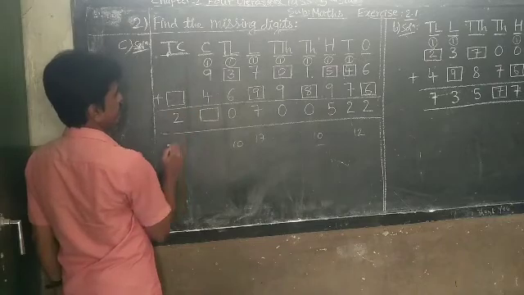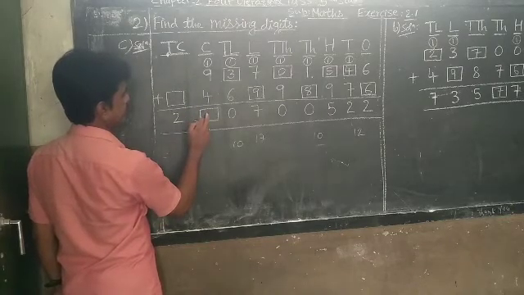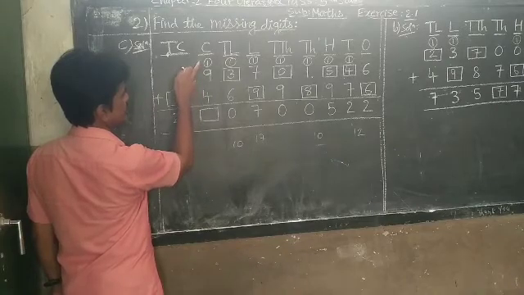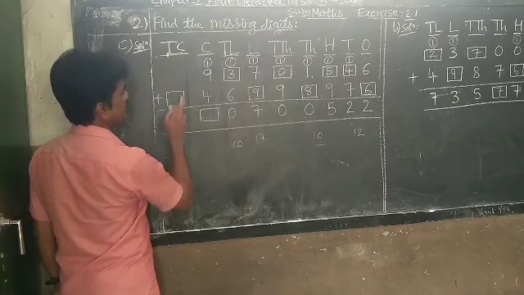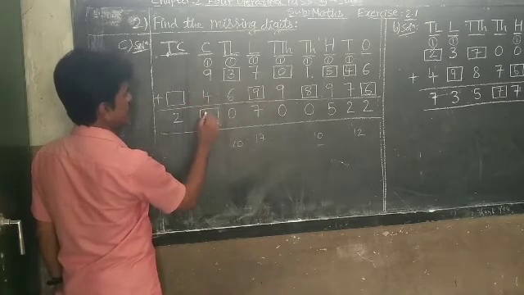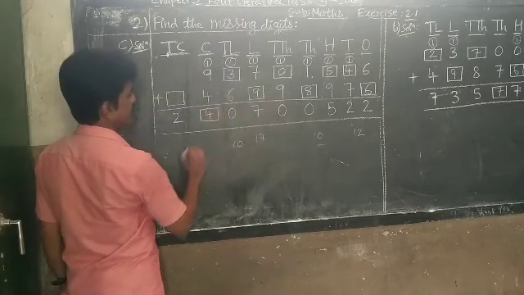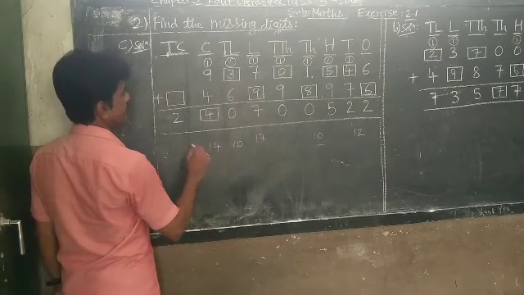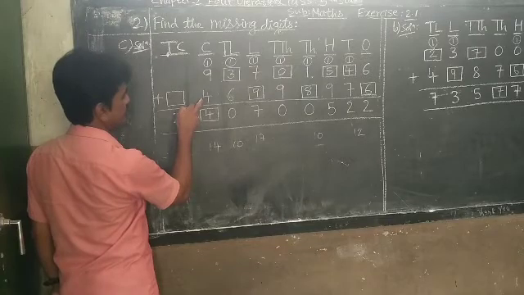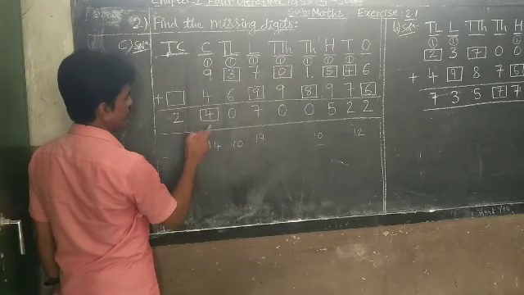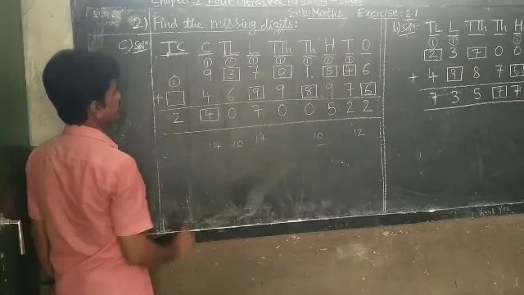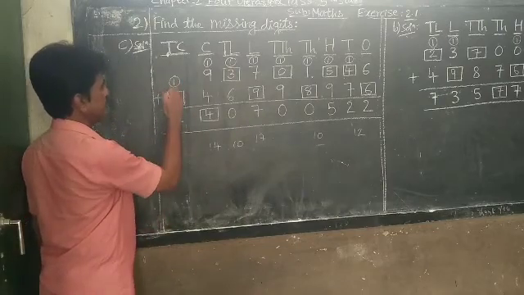When you carry 1, what number will you get here? Crore place. Which are the digits in crores place? 1, 9 and 4. You add these. 1 plus 9, 10. 10 plus 4, 14. 14 means 4 you will write down. When you get 14, what will you do? 4 you write here, and this 1 carry here to the 10 crores place.